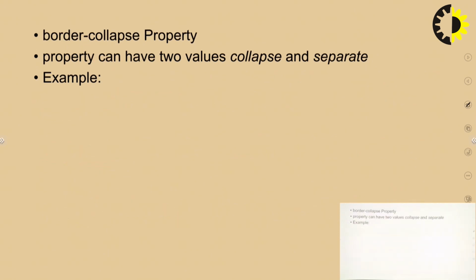The first one is border-collapse. This property can have two values: one is collapse, the second is separate.